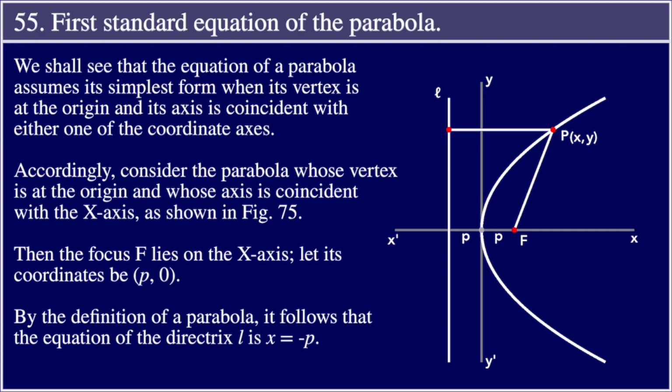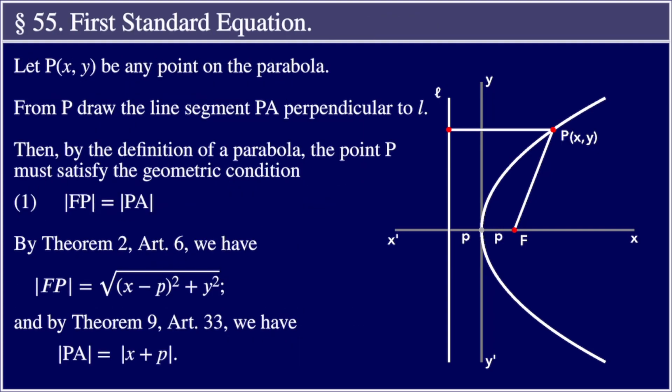By the definition of a parabola, it follows that the equation of the directrix L is x equals negative p. Let P(x, y) be any point on the parabola. From P, draw the line segment PA perpendicular to L. Then, by the definition of a parabola, the point P must satisfy the geometric condition, equation 1: the length of FP is equal to the length of PA.